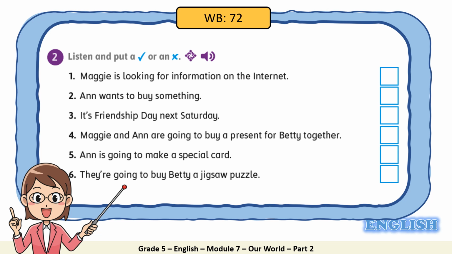Number 1, the answer is false. Number 2, the answer is true. Number 3, the answer is false. Number 4, the answer is true. Number 5, the answer is false. Number 6, the answer is true. Did you check all your answers?